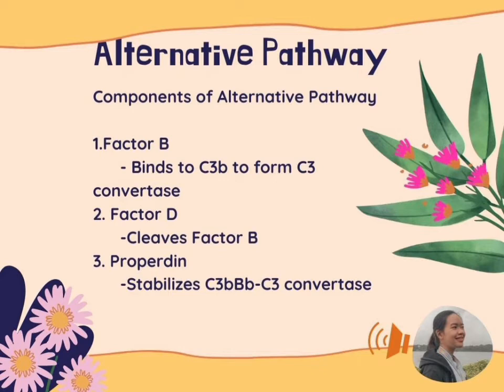So the main goal of factor B is to bind to C3b to form C3 convertase. On the other hand, factor D circulates in the plasma as a mature but resting state form at a very low concentration and is produced mainly in adipocytes. The function of factor D is to cleave its unique substrate, which is factor B, to generate the alternative pathway C3 convertases, C3(H2O)Bb and C3bBb. Lastly is properdin, which stabilizes the C3 convertase, C3bBb.